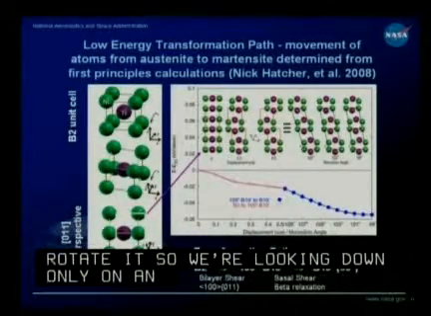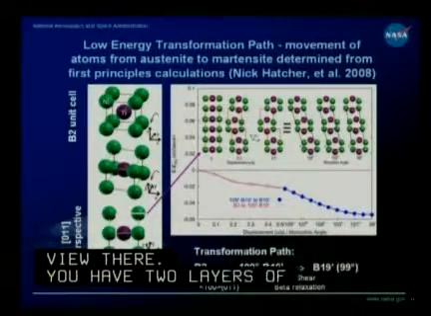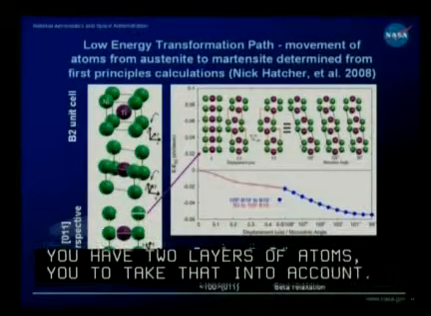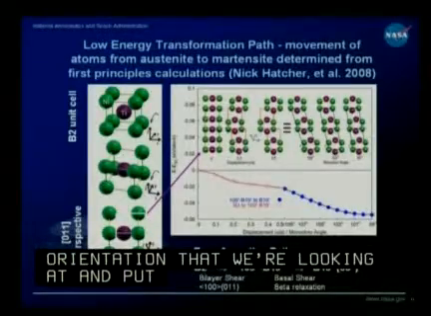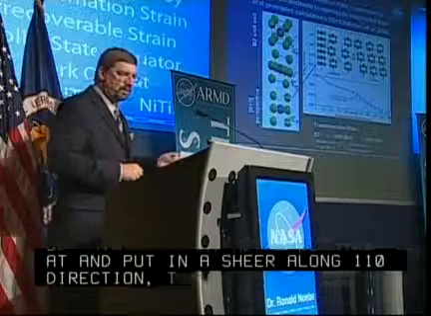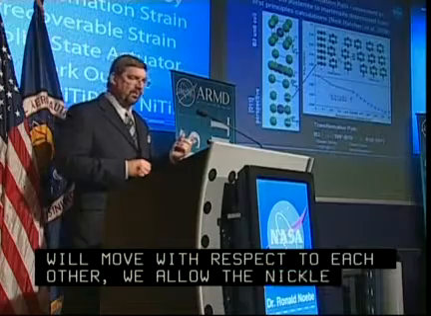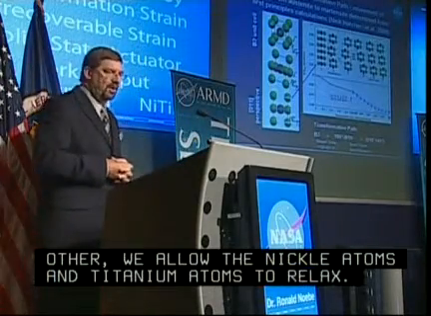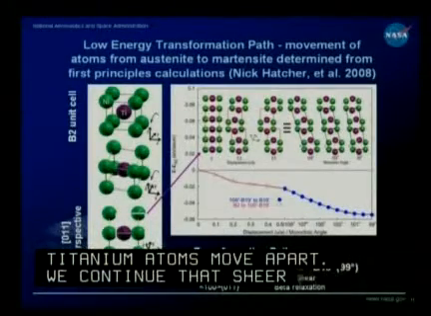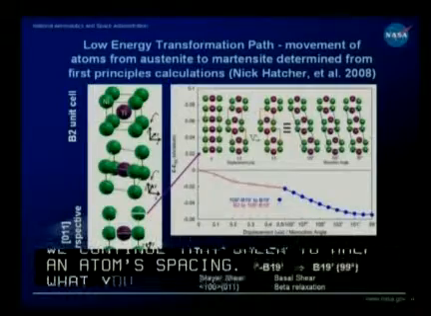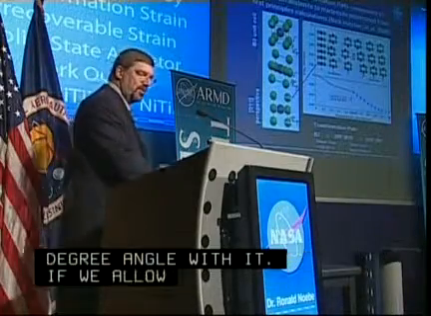That would be the bottom view there. You really have 2 layers of atoms, so you have to take that into account. We go to the figure on the right. If we take that orientation that we're looking at and put in a shear along 100 directions, and this is a bilayer shear, so every 2 layers of atoms will move with respect to each other. And we allow the nickel atoms and titanium atoms to relax. Nickel move closer together, the titanium atoms will move apart. And we continue that shear to about a half of an atom spacing. What you'll end up with is a material with about 109 degree angle with it. Then if we allow that to relax back to about 99 degrees, you'll get the martensitic structure.